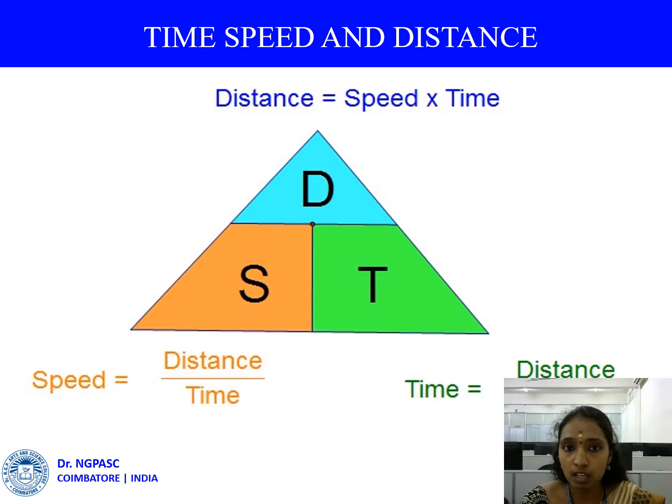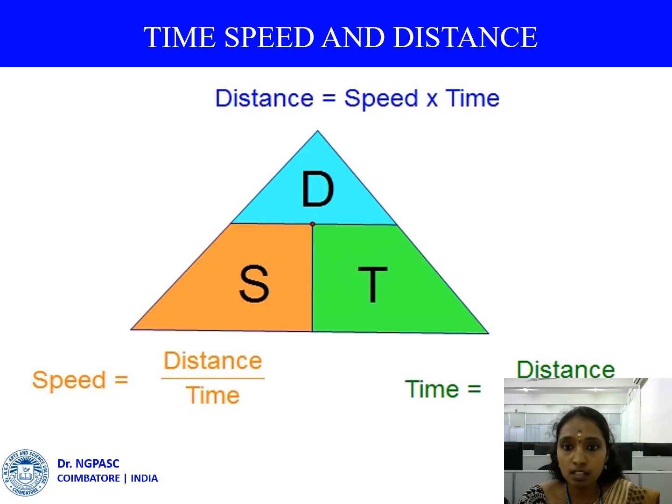In general, suppose for example I am traveling from Chennai to Coimbatore, a distance of 20 kilometers, in a time of 2 hours. We need to calculate the speed. So how do we calculate the speed? Speed equal to distance divided by time is the formula.